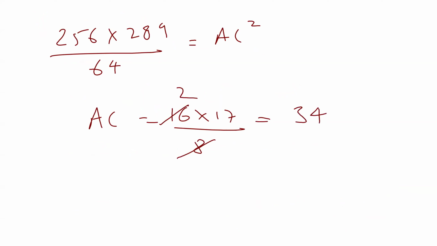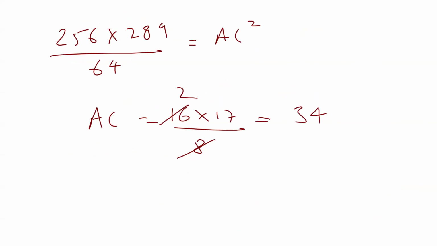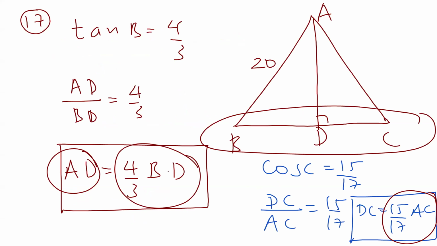So we are getting all the sides one by one. Now DC is equal to 15 by 17 AC. So 15 by 17 into 34, that is equal to 30 centimeters. Put the units on your own. So that was the value of AC and DC. But then they are asking BC, the total length of this particular line segment.